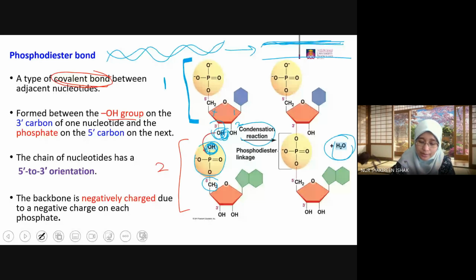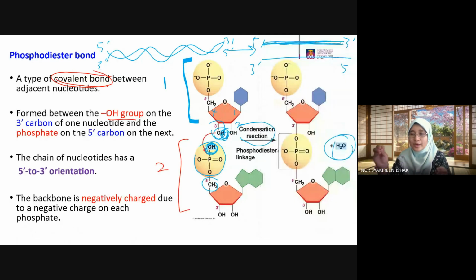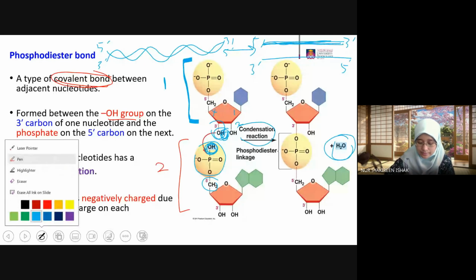At one end here it has 5, we call it the 5 prime end. The other one is the 3 prime end. So on the other end of the chain, it has a 3 prime end and the other one is 5 prime. So that means 5 to 3, and they will be complementary, 3 to 5. We call the DNA strands anti-parallel. What is anti-parallel?